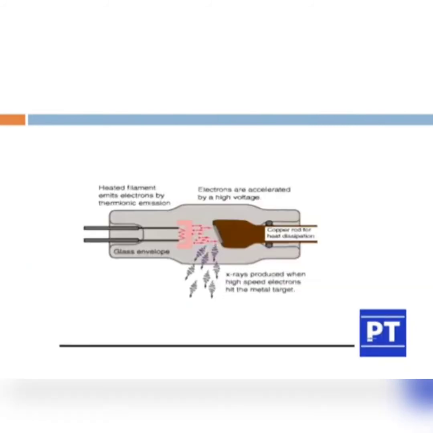So here you can see the heated filament emits electrons by thermionic emission. By means of thermionic emission, the filament is heated up and the electrons are ejected, moving towards the anode. X-rays are produced when high speed electrons hit the metal target, and this target is embedded on a copper rod for heat dissipation. Electrons are accelerated by a high voltage.